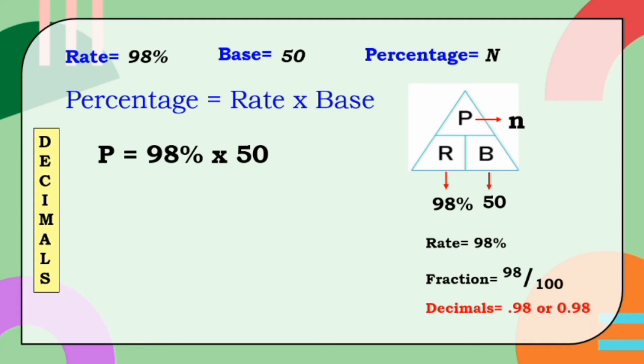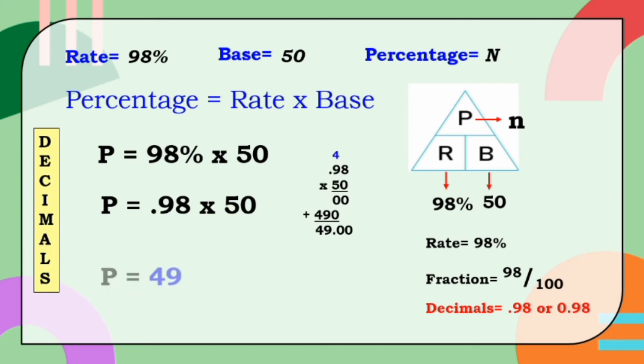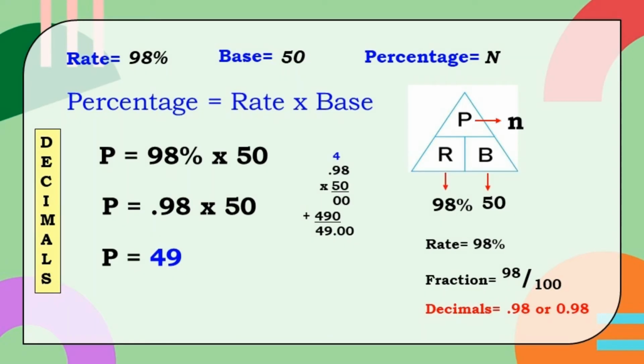I-convert natin ang 98% sa decimals. So we have 0.98. So, P equals 0.98 times 50. Using long multiplication method, 0.98 times 50, the product is 49. Therefore, same sa fraction, percentage is equal to 49.